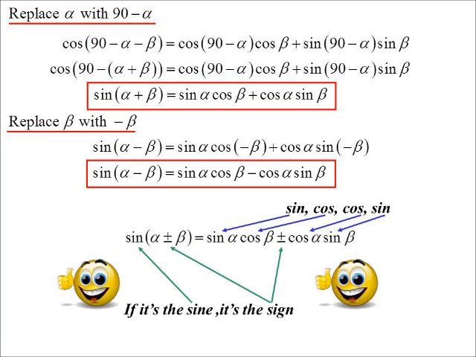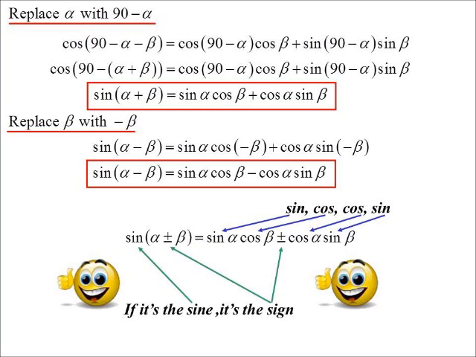Now, all you've got to remember is cos, cos always goes together. And the first one you say is the one you're working with. So sine is what I'm working with, so I start with sine. Sine, cos, cos always goes together, so it's sine, cos, cos, sine. If it's the sine, it's the sine.